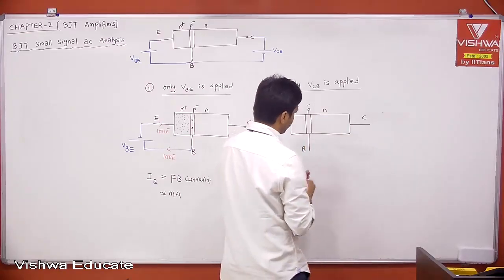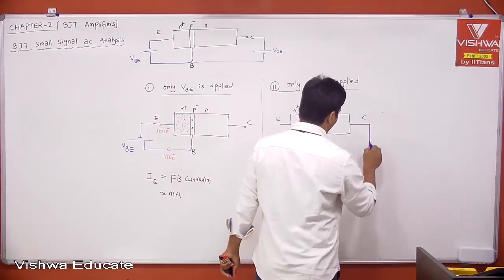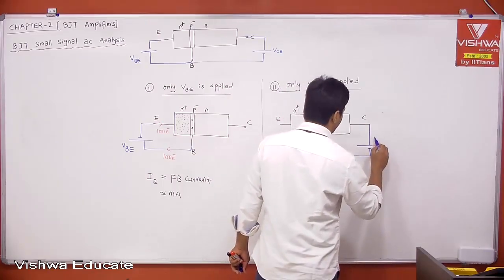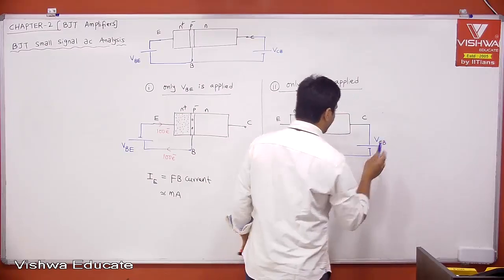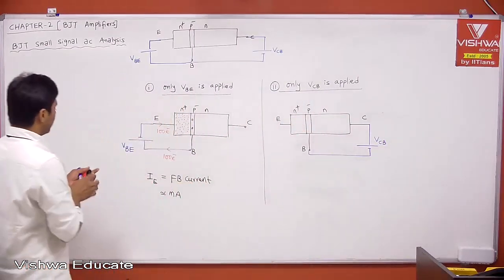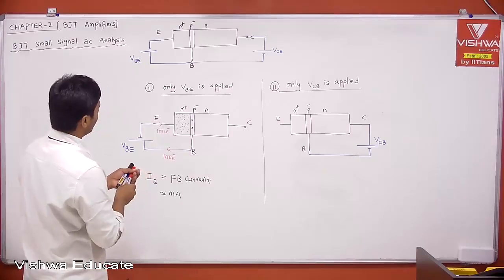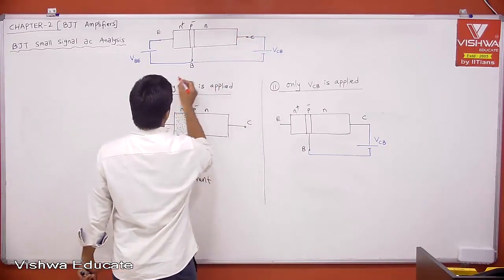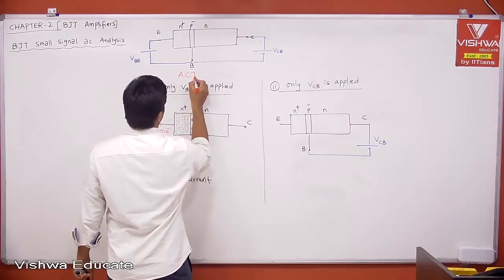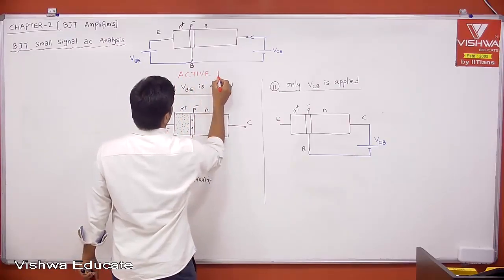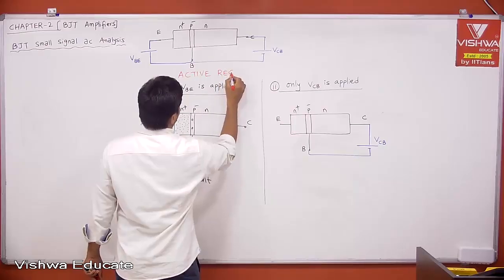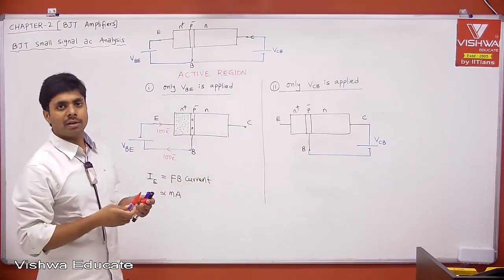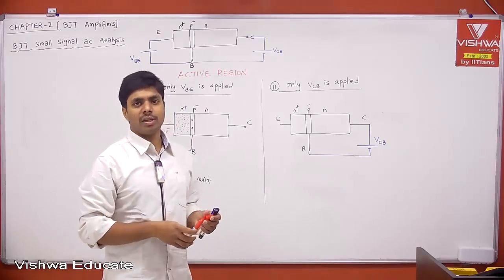Now, when you apply reverse bias voltage, because your collector junction should be in reverse bias, then only you will get the active region. Therefore, basically you can say this is what is providing you the active region. Because we are looking for an amplifier, when I say amplifier, the BJT should be in the active region.